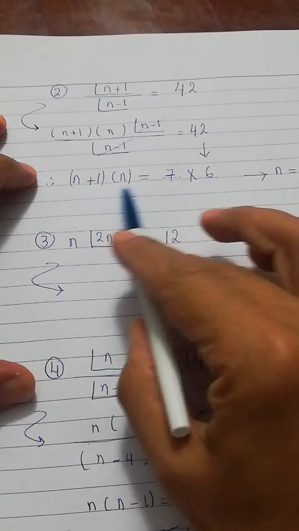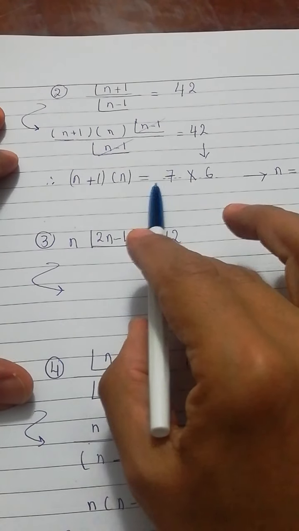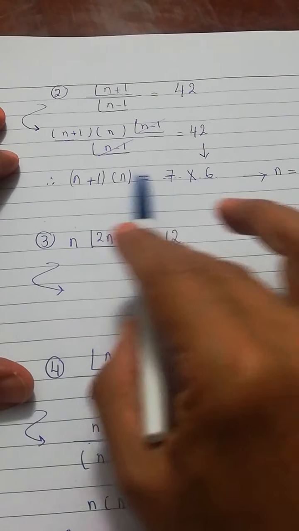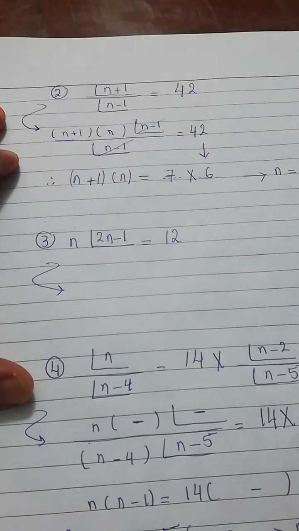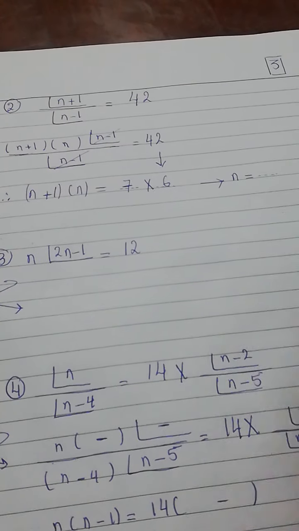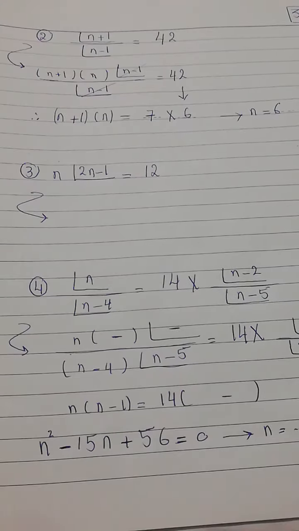Compare between left hand side and right hand side. n plus 1 multiplied by n equals 7 multiplied by 6. Simply by comparison, what is the value of n? Yes, n equals 6.